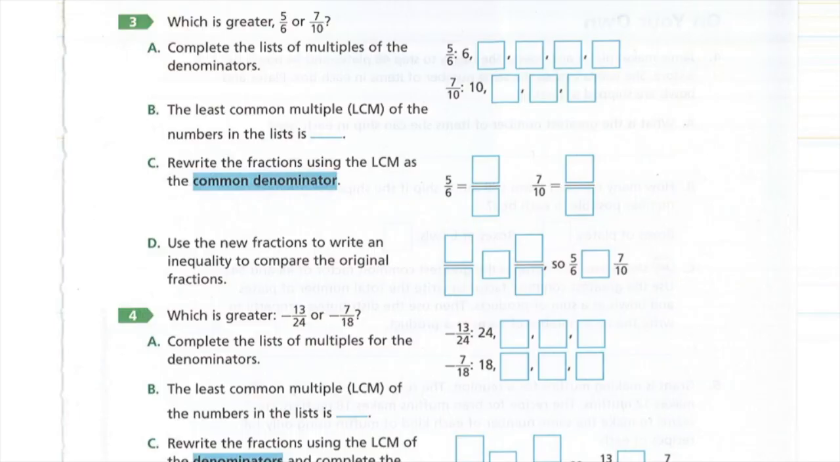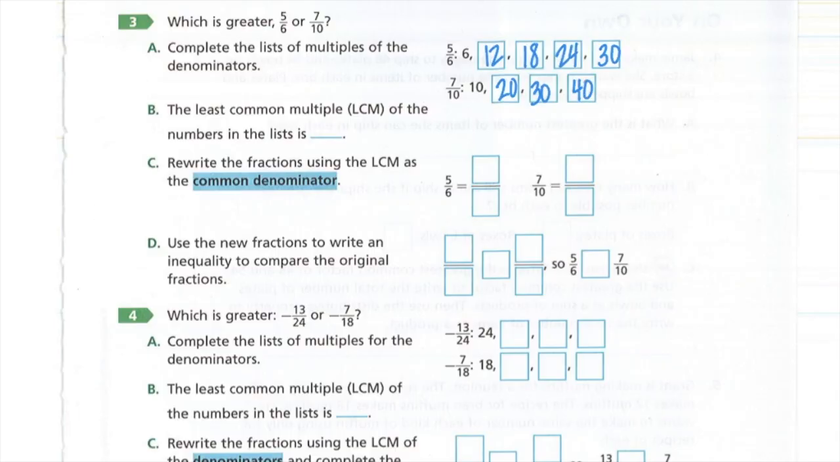All right, the next page says, which is greater, 5/6 or 7/10? Complete the list of multiples of the denominators. For 5/6, they want the multiples of 6. So 6, 12, 18, 24, 30. And then they want the multiples of 7/10's denominator, which is 10. So 10, 20, 30, 40.